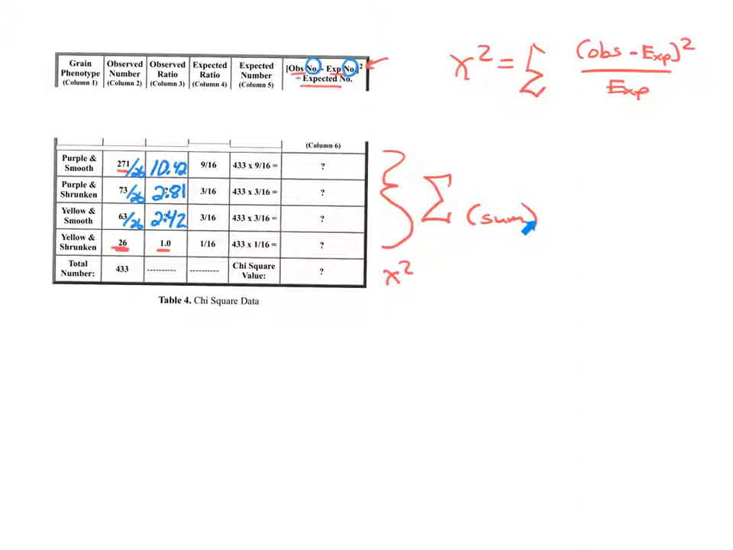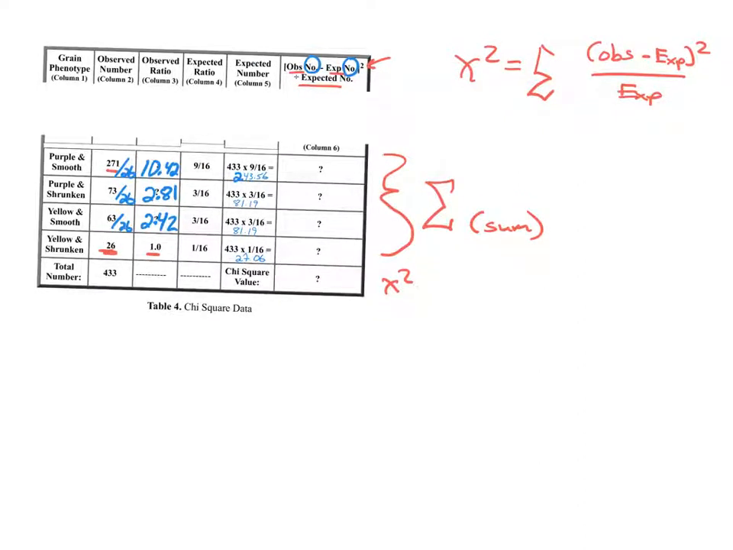Well, the way we're going to do that is chi-square. To find that, you know your expected ratio is 9 out of 16, but we don't have 16. We have 433. How do we get 433? We added up 271, 73, 63, and 26. That equals 433. Well, 9/16 of 433 is... Okay, so when we take 433 times 9/16, we expect to see 243.56 of them to be purple smooth.